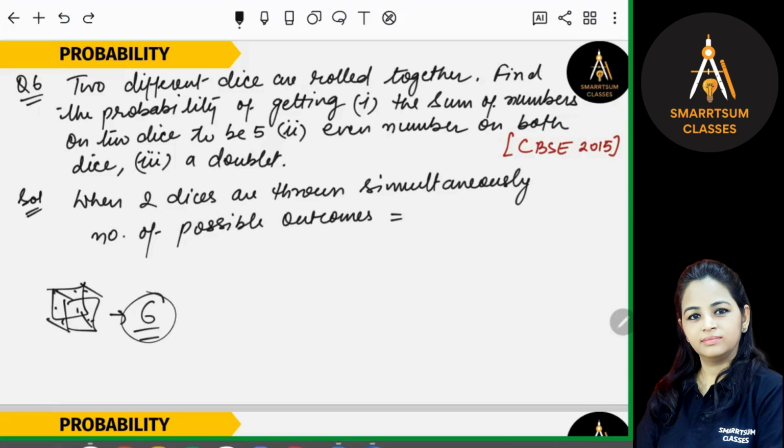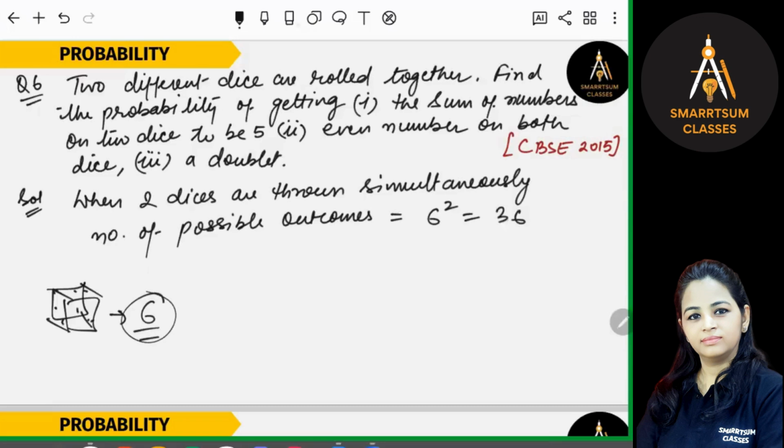It will be 6 squared, because you are throwing two dice and each die has 6 possible outcomes. So the total number of possible outcomes will be 6 to the power 2, right? If suppose you are throwing three dice together, then the possible outcomes will be 6 to the power 3. Here we are throwing two dice together, so it will be 6 to the power 2, which is 36.